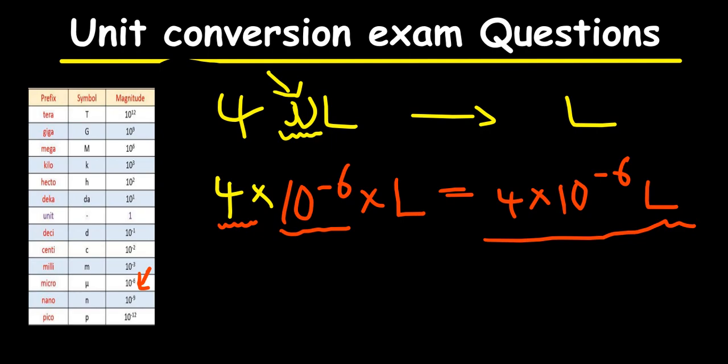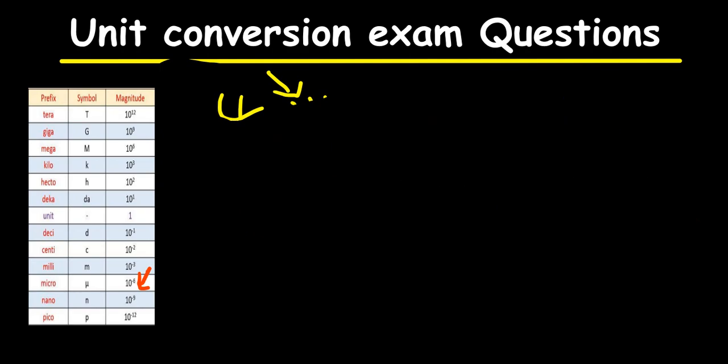So where was I now? I was supposed to give another example. So let's say, for example, we have this question here. They're saying convert 5 kilometers, let's say 5 kilometers, to meters. So what are we going to do here?